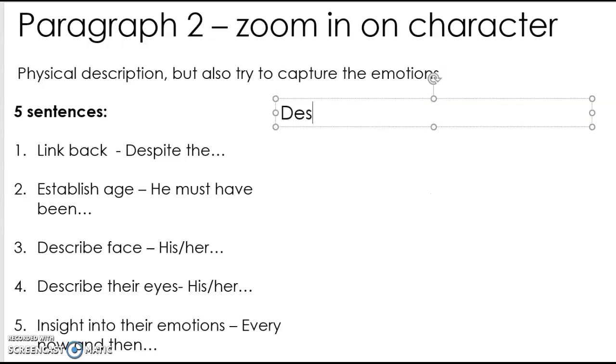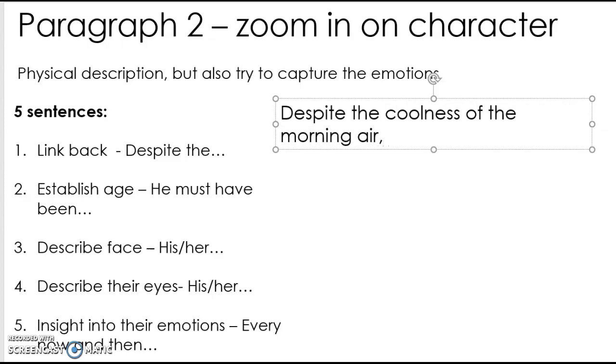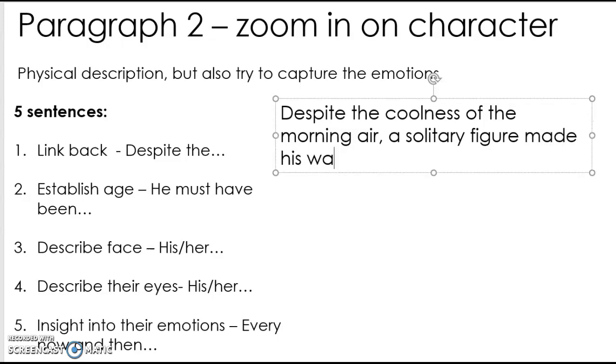I always start my second paragraph with the words "despite the", and then I recall something from paragraph 1. So despite the coolness of the morning air, so something negative, that it's cold on the beach. And then I can say that despite that, there's a solitary figure on the beach. Obviously, I've already said that the beach is empty, so I need to introduce him as coming onto it. So: despite the coolness of the morning air, a solitary figure made his way down onto the empty sands.